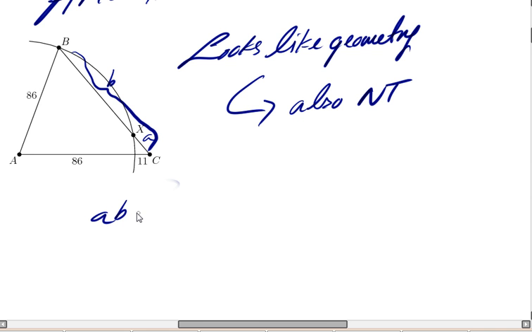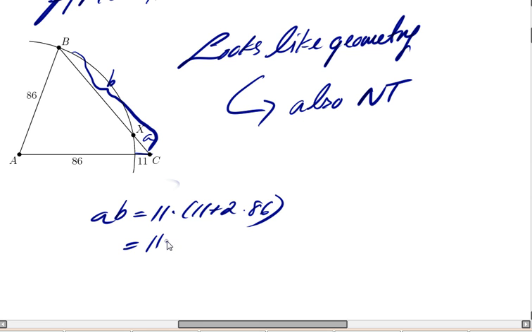So A times B is equal to 11 times (11 plus 2 times 86). So 11 is this distance, and then the total distance is 11 plus 86 times 2, since it intersects the circle at the edge of the diameter.